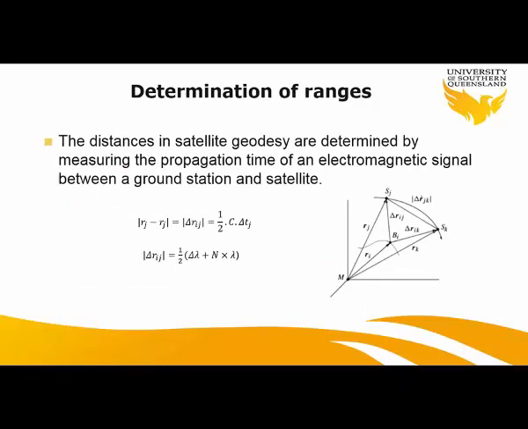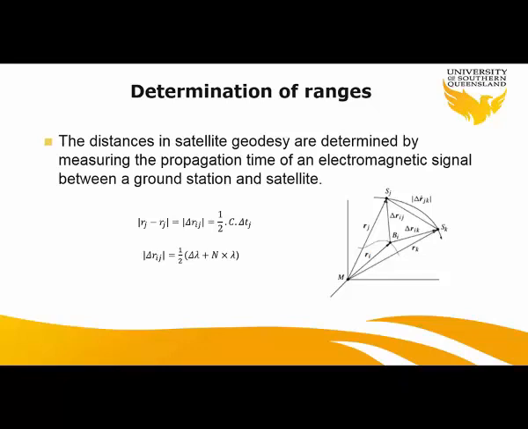The first thing we need to know in satellite geodesy is how we're going to determine the range. To be honest, I'm not going through too much of that because this is mostly covered in GNSS. This is the same rule that we apply. If you can remember, we used phase shift techniques. We send the signal to the satellite, the satellite has a receiver which receives the signal, and then we can measure the range based on the phase differences.